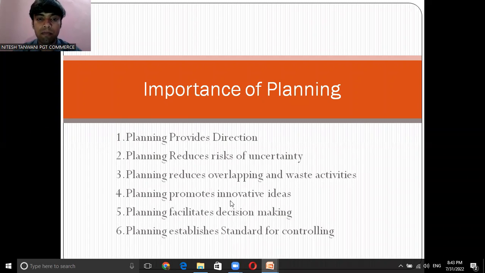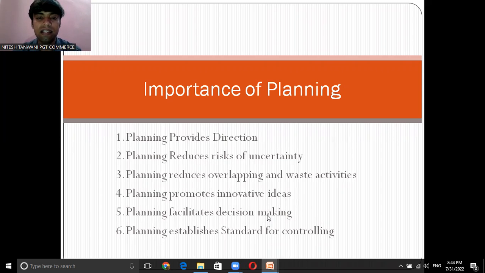So planning promotes innovative ideas. When management makes plans to achieve the objective, they think innovatively. They think differently to achieve that objective, so that they can achieve it in a profitable way. So innovative ideas are there. So planning promotes innovative ideas.